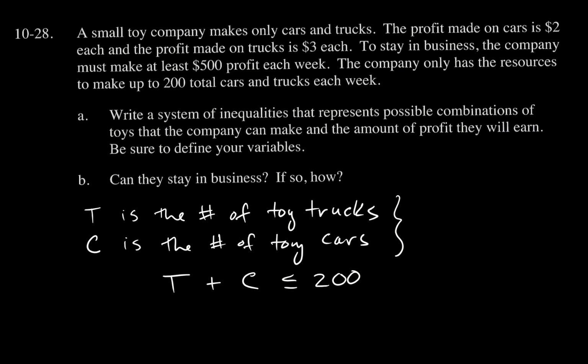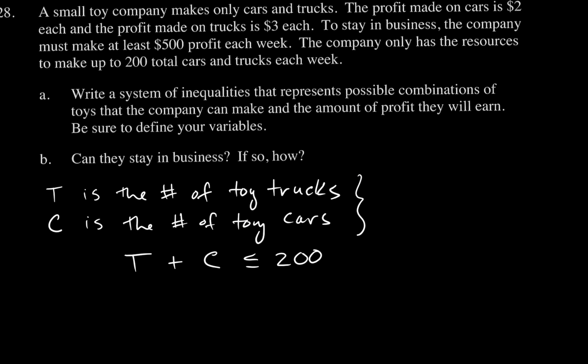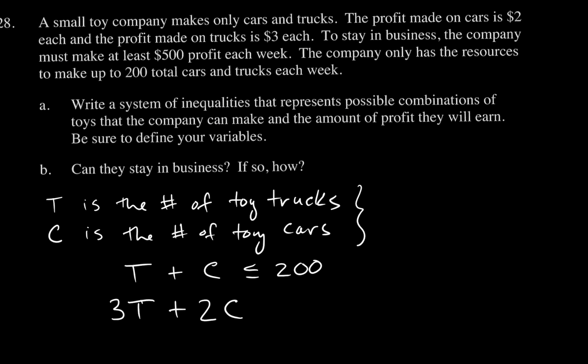The next equation talks about my profit. And I know that cars net me $2 in profit and trucks net me $3 in profit. So I could say trucks get me $3. So I can say 3T, that would be the amount of profit I'm making from the trucks, plus 2C, that's the amount of profit I make from the cars, right? And I know that my profit has to be at least $500. So $500 or more than $500. So this has to be greater than or equal to $500.